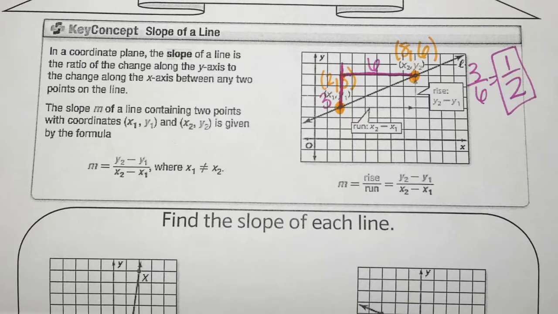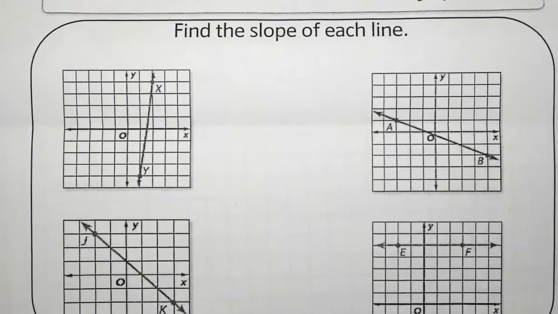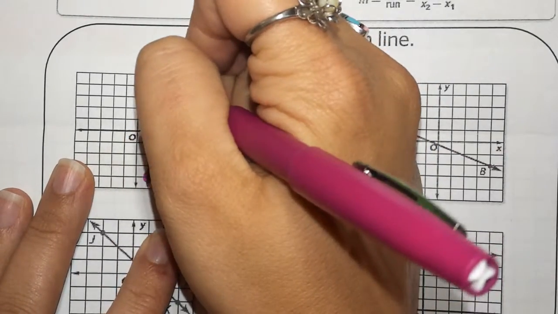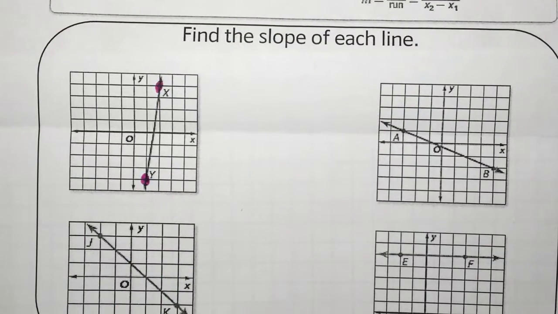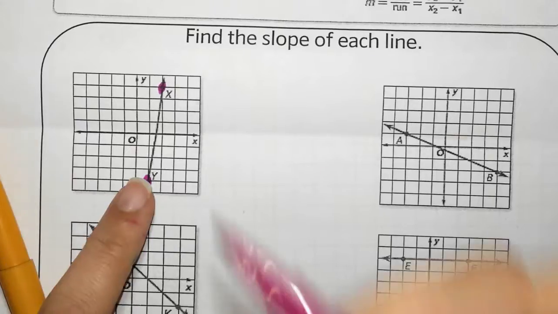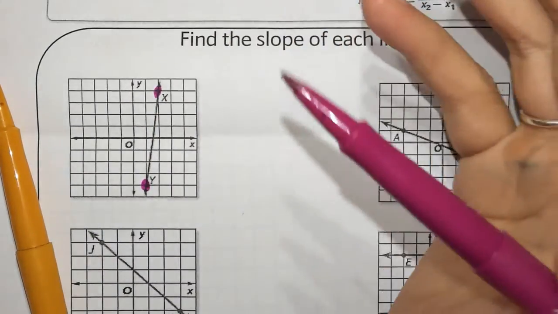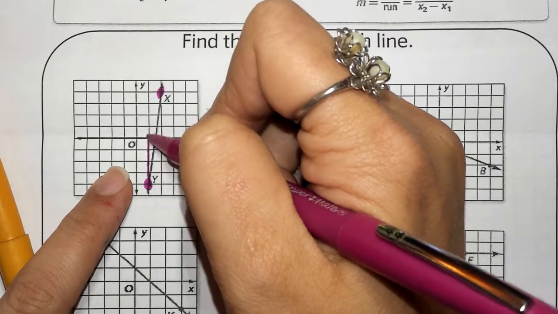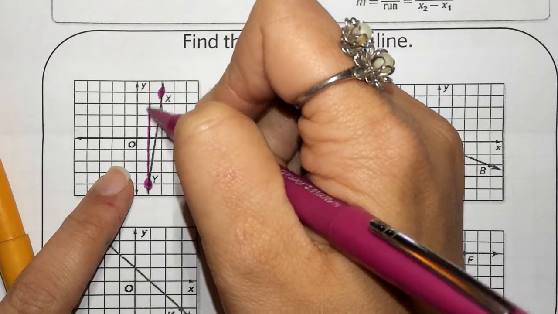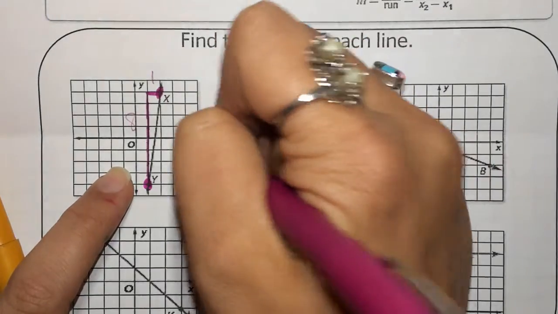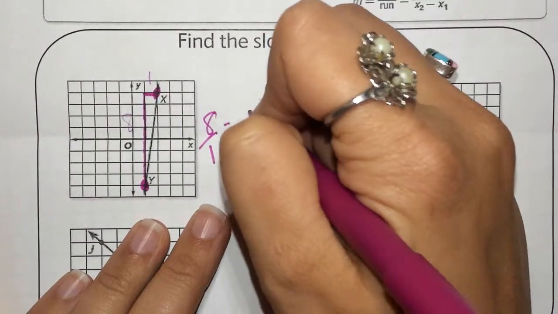Alright, so now what we're going to do is come down here and find the slope of each line. So this is our first point. This is our second point. So let's count up and see how much we rise. Remember, it's rise then run. So 1, 2, 3, 4, 5, 6, 7, 8. 8 and 1. 8 divided by 1. And what's 8 divided by 1?